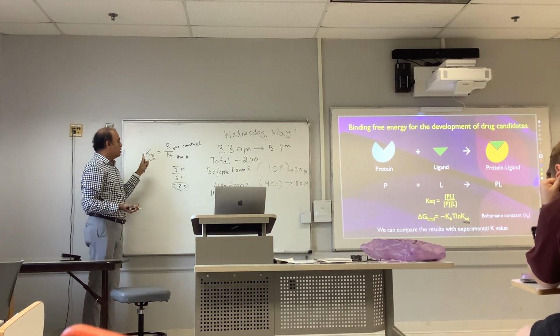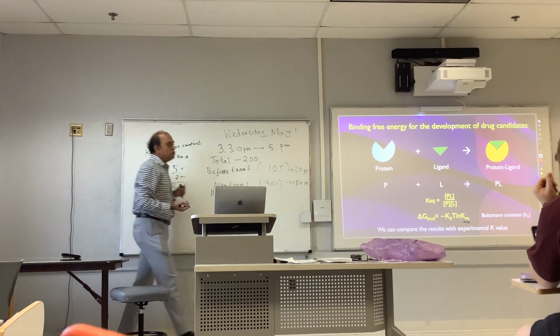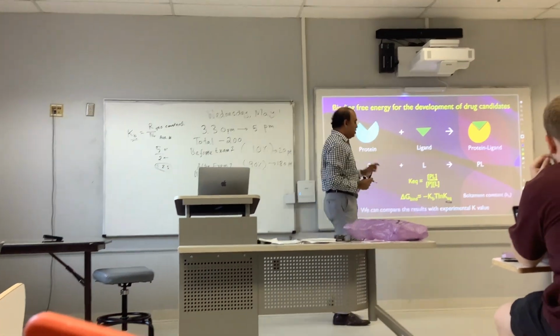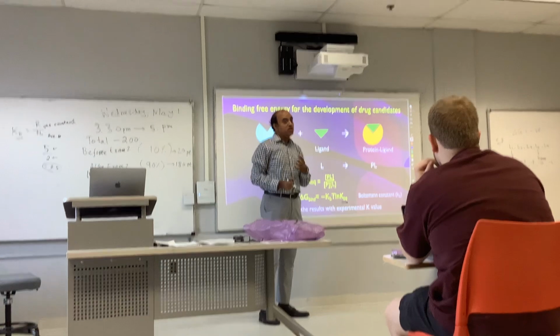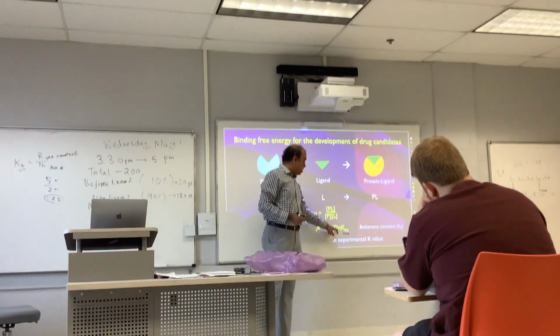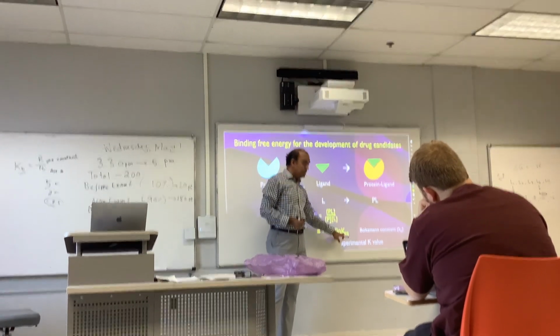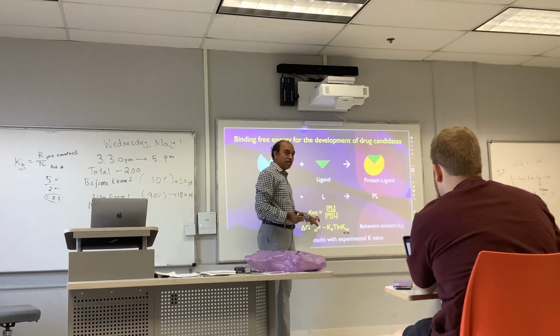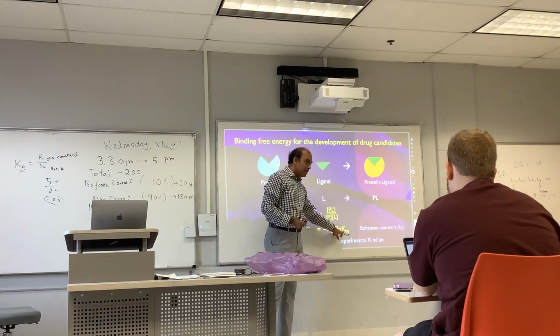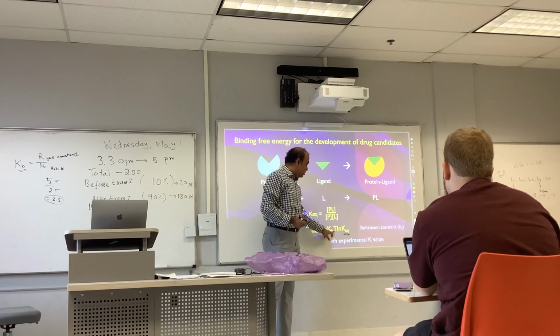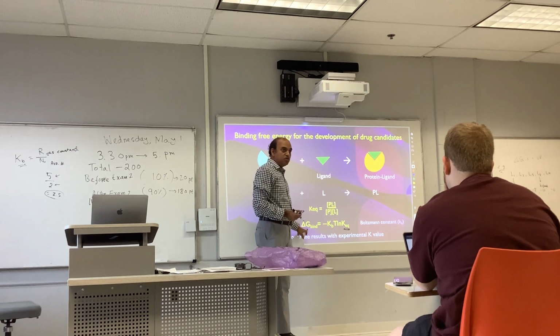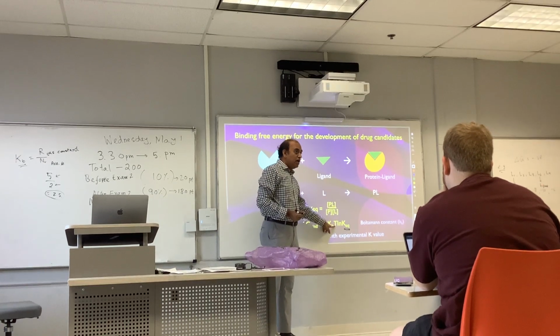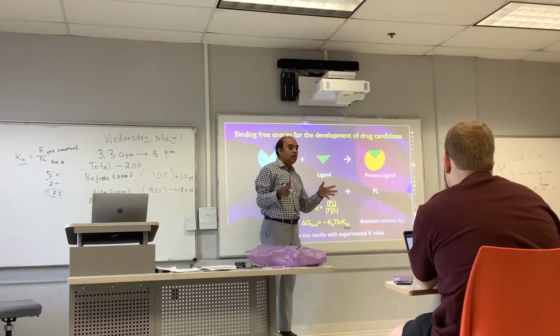Correct? That's called the Boltzmann constant. So Boltzmann constant times T, where T stands for the temperature in Kelvin, times ln of K equilibrium. K is the unknown value; you can get the K value from experiment. These are the constant values, so you can calculate the delta G. This T is the Kelvin temperature.